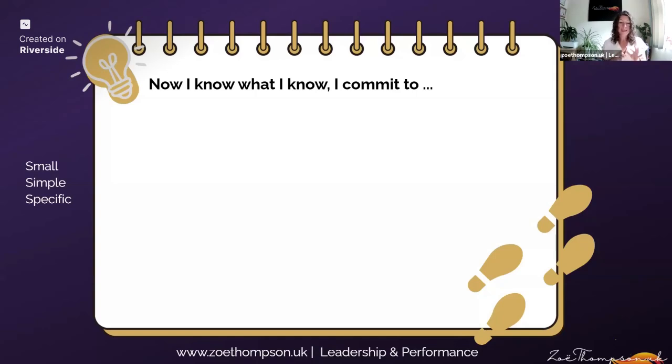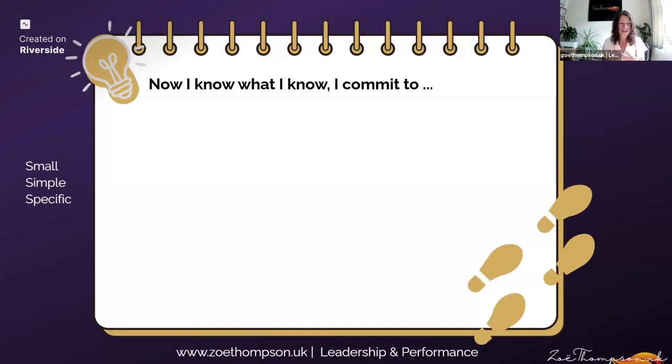Keep it small, keep it simple, and keep it specific. You are more likely to turn this learning into action and make that change if it is small, if it is simple, and if, as you write this down, you can picture a scenario or a situation where you can implement this. Be very specific about what this looks like and what this looks like once it is implemented. And that will help you to create change.